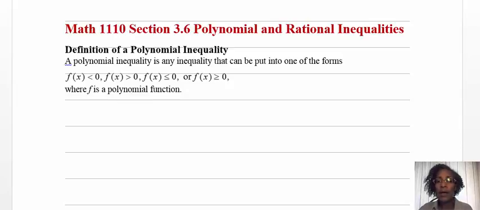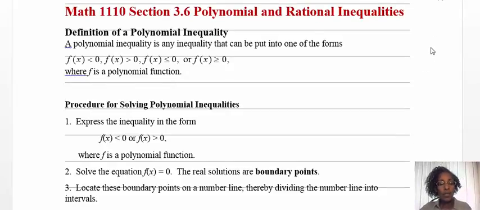Now let's take a look at the procedure we'll use to solve polynomial inequalities. The first three steps of our procedure involve expressing the inequality in standard form. This basically means the polynomial f of x is on the left of the inequality symbol, 0 is on the right. Then I'm going to solve the equation f of x equals 0. Any real solutions to this equation are boundary points. I'm going to locate these boundary points on a number line, and this will result in the division of the number line into intervals.